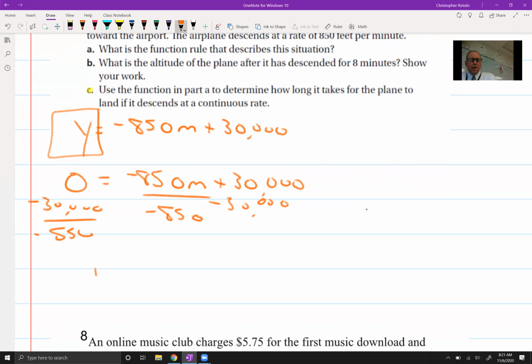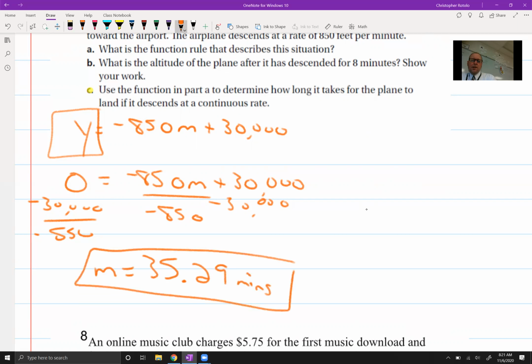So how long is it going to take? How many minutes to get there? It's going to be 35.29 minutes until we land, if it were that continuous 850.